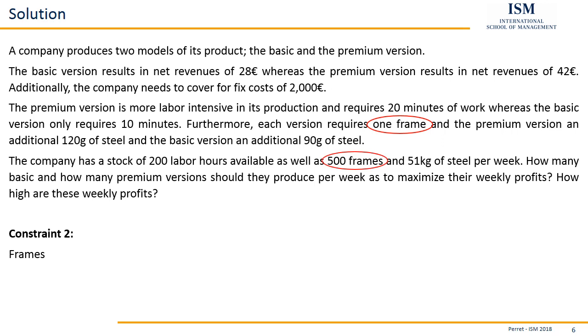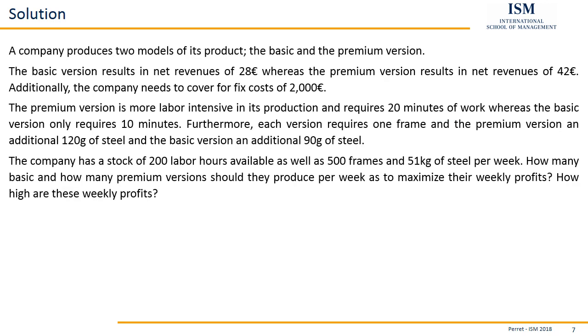Then I have the information that I have a total stock of 500 frames. So that's a maximum of 500, or the right-hand side of our constraint will be 500. So that's what our frame constraint looks like: x1 plus x2 is lesser than 500. Here we cannot simplify this in any additional way. Okay, so then this also covers the second constraint.